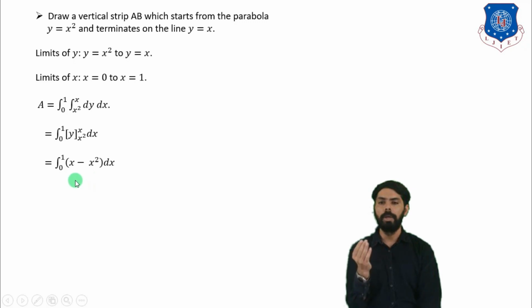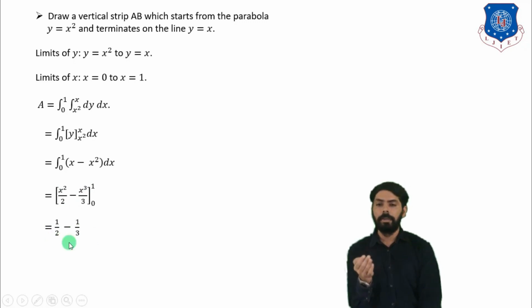So this will be equal to x square divided by 2 minus x cube divided by 3, and limit will be from 0 to 1. Now here first of all we will replace x by 1, then minus we will replace x by 0. So here it will be 1 by 2 minus 1 by 3 minus 0. So this will be 1 by 2 minus 1 by 3. Now here if we simplify this, then here it will be 3 minus 2 whole divided by 6. So it will be 1 divided by 6. Therefore answer of this question is 1 divided by 6.